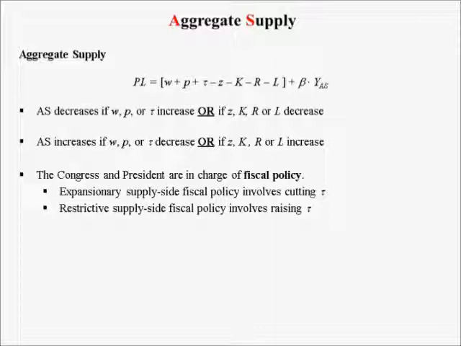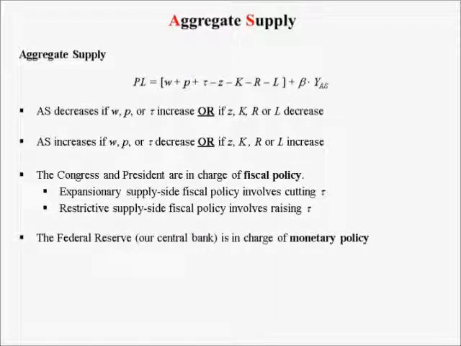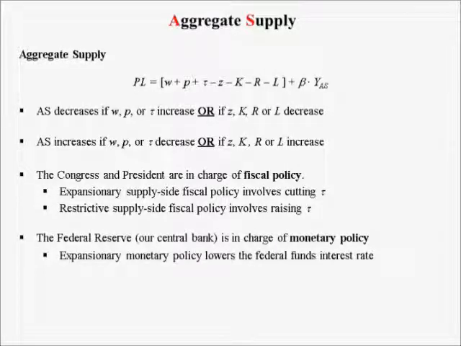The Federal Reserve, our central bank, is in charge of monetary policy. Expansionary monetary policy lowers the federal funds rate, which in this model does nothing to nominal wages, nominal prices of other production inputs, or supply side taxes. So the Fed has no ability to affect the aggregate supply curve in the short run.